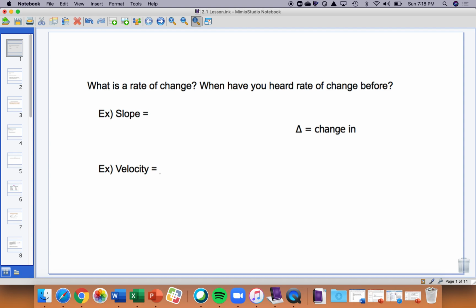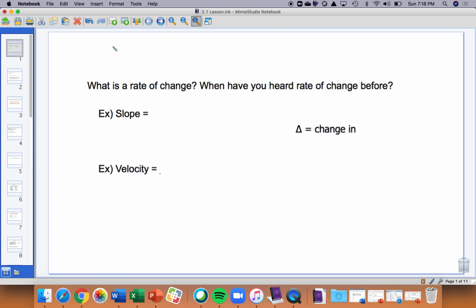calculus, especially the first half, looks at slope in a way that you've never looked at it before. So our first lesson might seem a little redundant, like we're back in algebra 1. That's because slope is the basis of calculus. And when we're thinking about slope, we're thinking about the rate of change between 2 points.